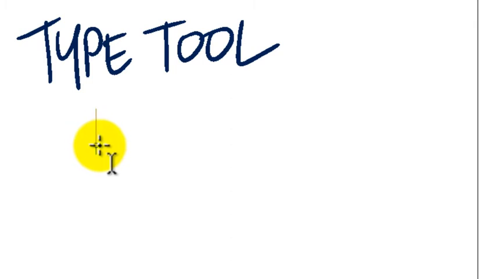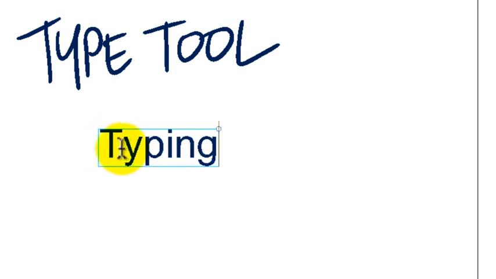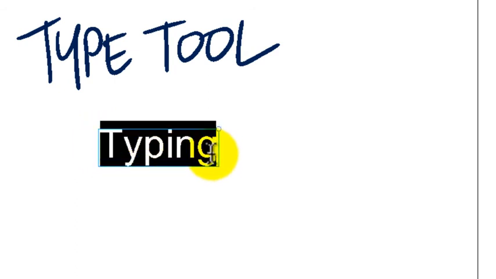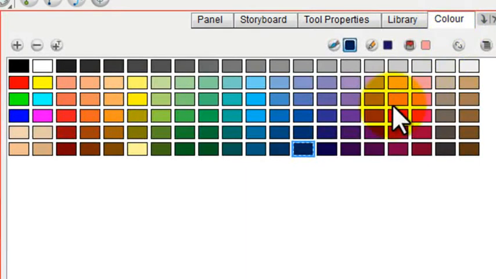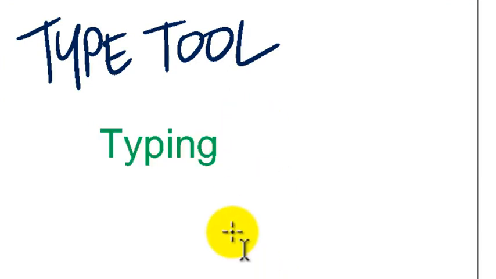We'll get a blinking cursor, and we can type in whatever we want. So I'll type in the word typing. Now if you want to modify this, you can go in and select the type that's there. As with the other tools, you can go to the color section and choose a new color for it. So I'm going to turn that green, and when I tap back on the surface, you can see that it has turned green.